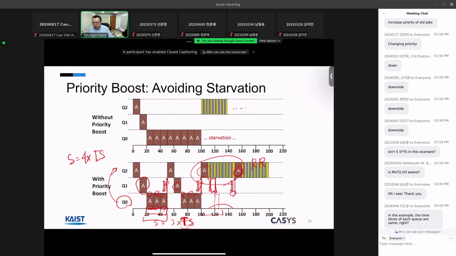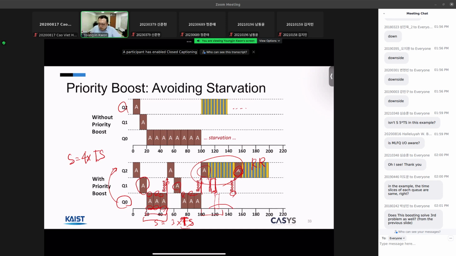In the example, the time slice of each queue are the same, right? Yes, in the example the time slice of each queue is the same for explanation. But in reality, Q1 has a lower time slice. Otherwise it's complicated, like how to define the period. So for simplicity, I made the time slices equal, and the textbook also follows equal.